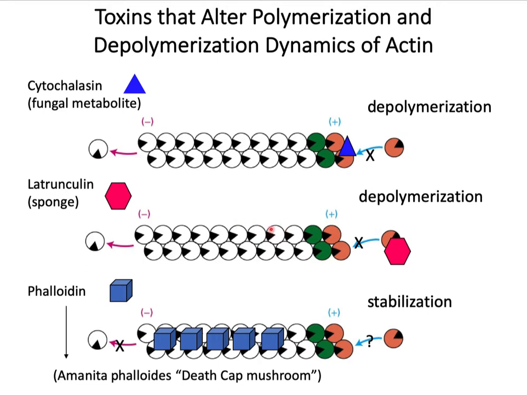What latrunculin does is it binds to actin monomers, so it is not binding to the filament. It binds to the monomers and sequesters them to prevent them from being added to the plus end. So if you add enough latrunculin, you can bind up all the monomers in the cell, so you no longer get addition at the plus end because there are no monomers to add. You still get loss from the minus end, so eventually you get depolymerization of the filament.